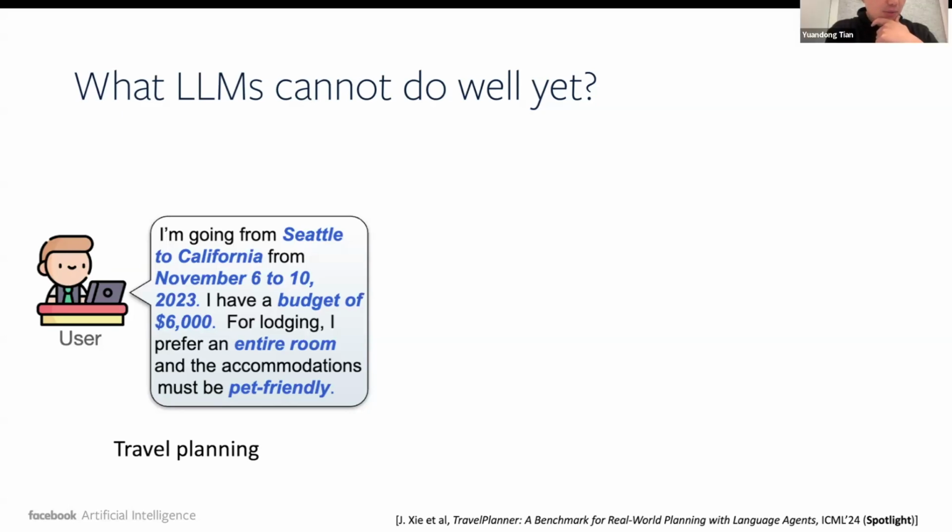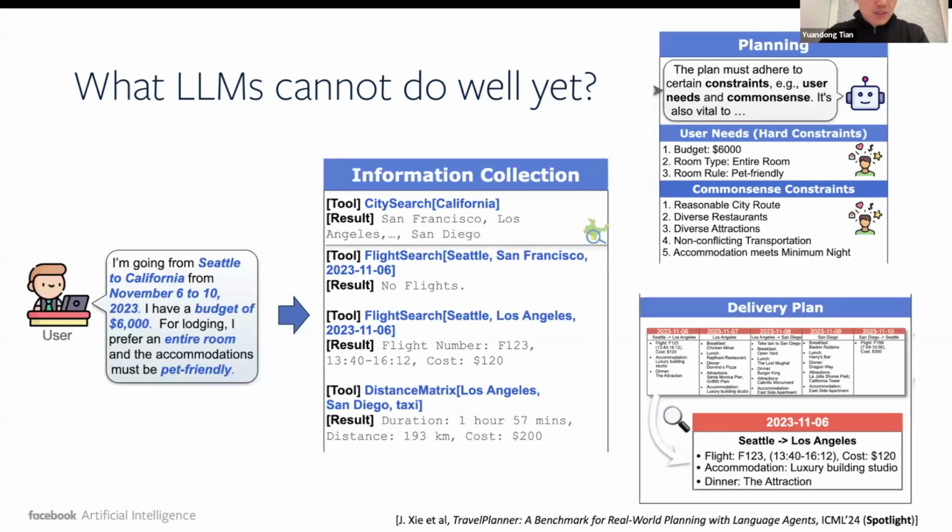Travel planning is one example. You have a user that gives you some requests, right? I want to travel to some different places with a budget constraint and also some other constraints in the travel planning. In order to achieve that using a language model, you first ask the model to do retrieval of different information. Basically, this is a tool use call.